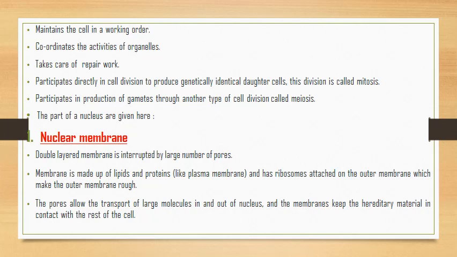Double-layered membrane is interrupted by a large number of pores. Membrane is made up of lipids and proteins like the plasma membrane and has ribosomes attached on the outer membrane, which make the outer membrane rough. The pores allow the transport of large molecules in and out of the nucleus, and the membranes keep the hereditary material in contact with the rest of the cell.